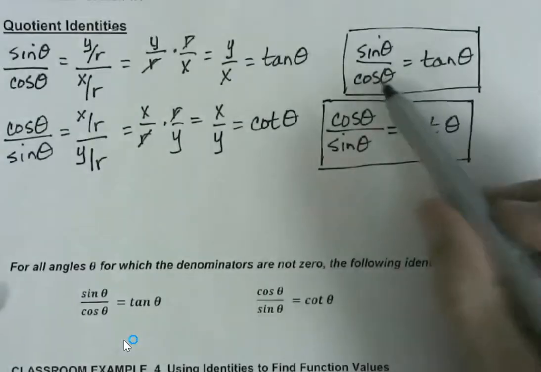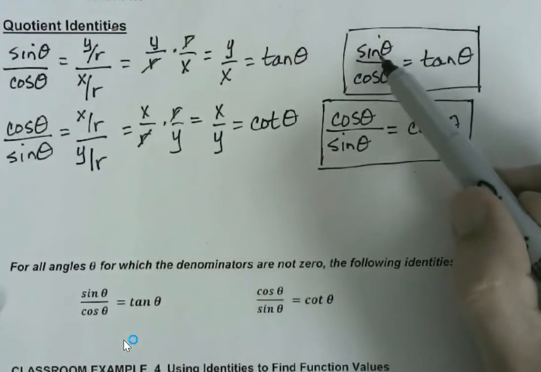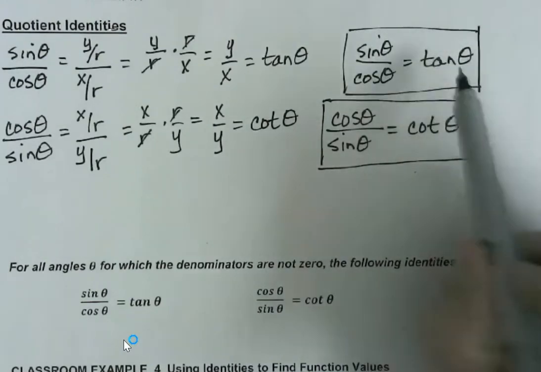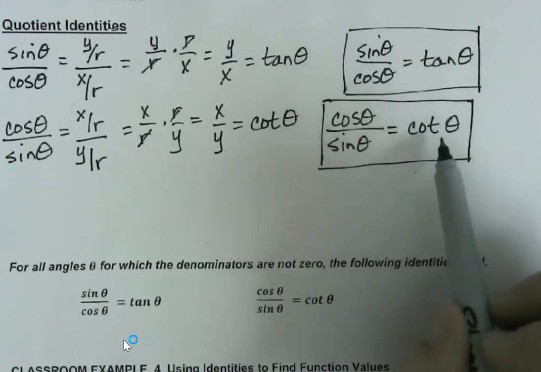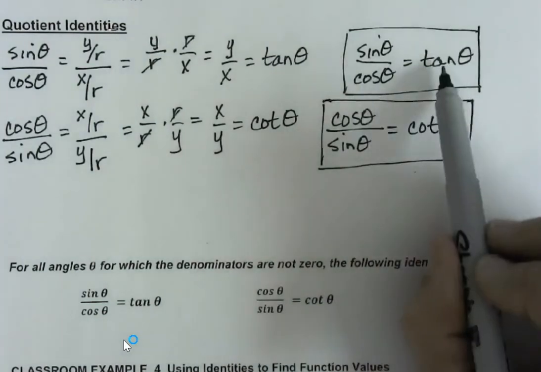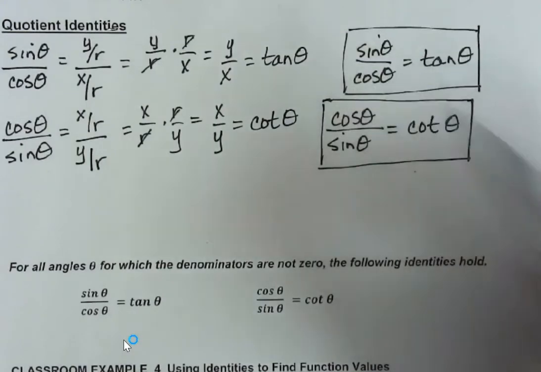And with these two, notice we can use these in either direction. So if we end up with something that's sine theta over cosine of theta, we can simplify that to tangent of theta. Or if we have one of these two functions and we want to rewrite it in terms of sine and cosine, we can go the other direction. So we can go from tangent of theta to sine of theta over cosine of theta.